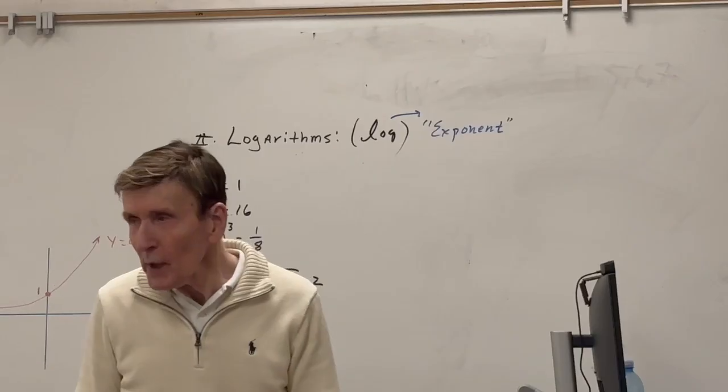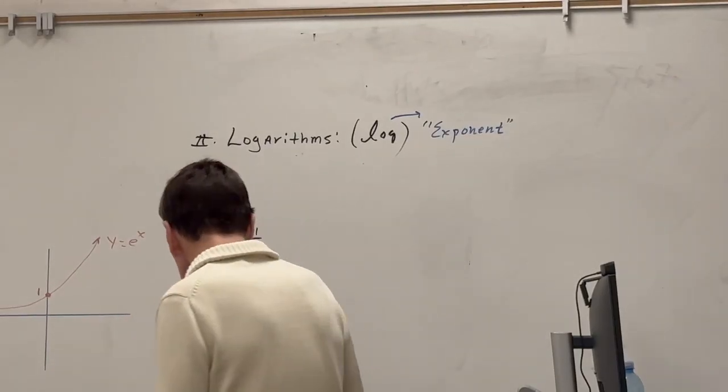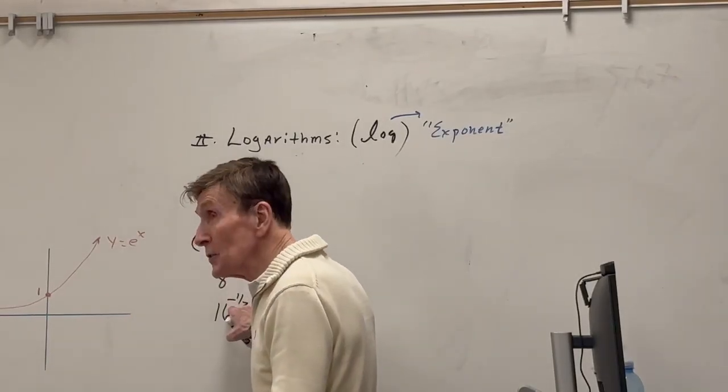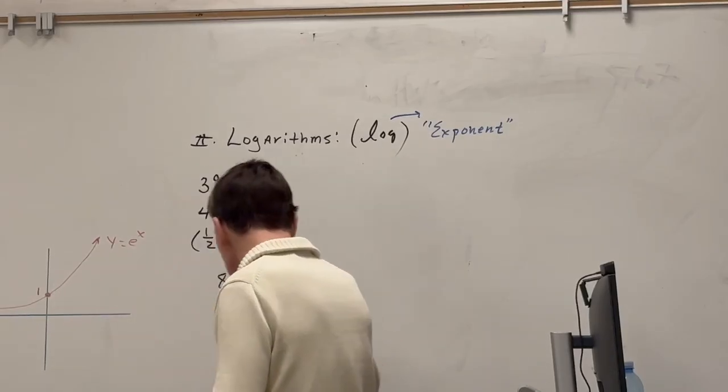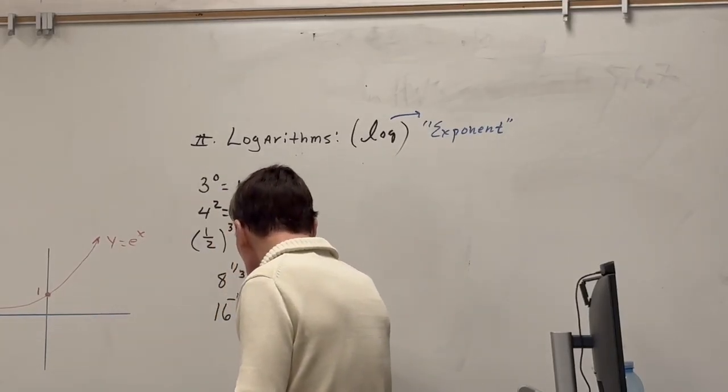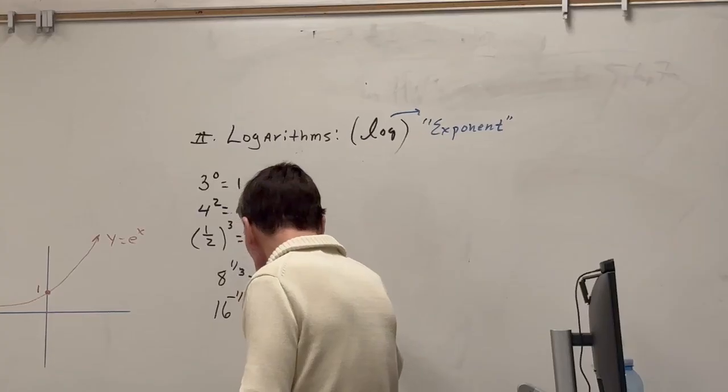16 raised to a negative 1/2. Does anyone remember what the negative sign means to do? 1/4. We're going to do a reciprocal, we're going to flip it over. That's the negative sign taken care of. Then you're left with 1/2.